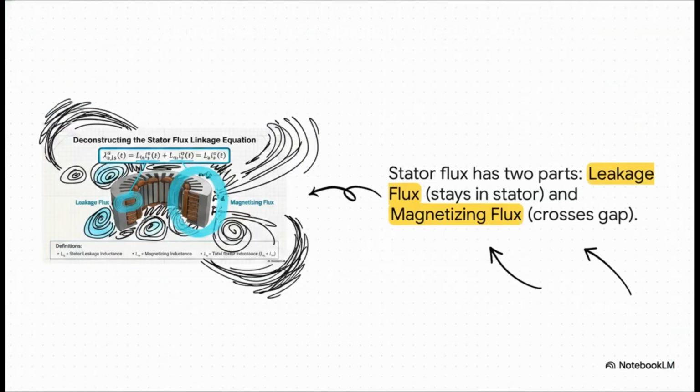Now, we need to break down the total stator flux. It's not just one thing, it's made of two critical parts. First, you've got the leakage flux. That's magnetic flux that basically just loops around inside the stator.